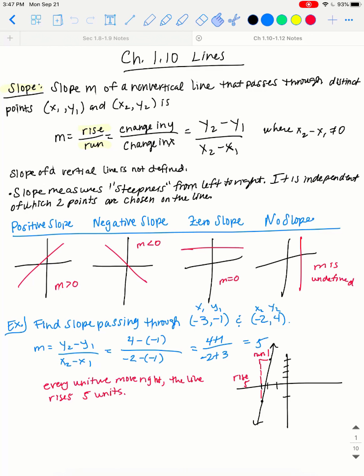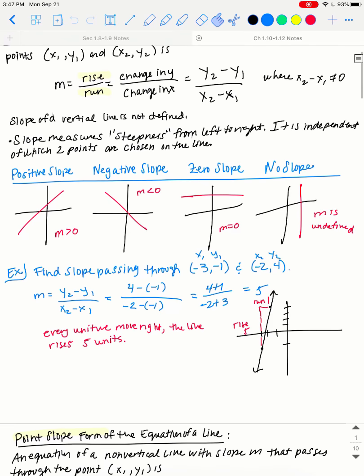Our slope, which measures steepness from left to right, is independent of which 2 points are chosen on the line. Here are examples: what looks like a positive slope is going up to the right, negative slope is going up to the left, and a zero slope is just straight across, so that's a horizontal line. And then no slope is straight up, and that's where m is undefined.